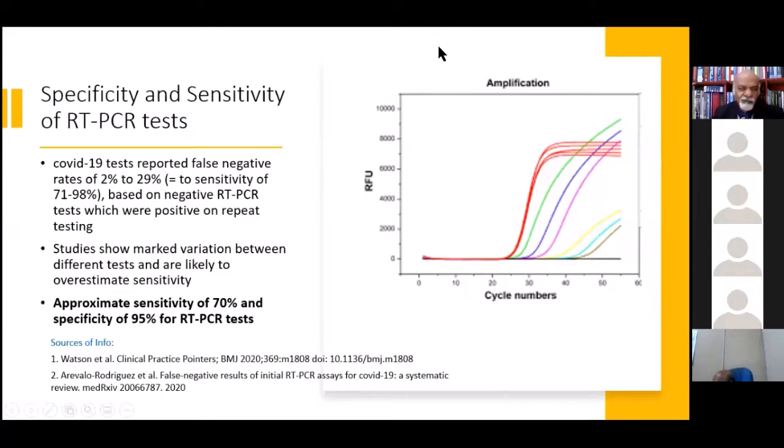A systematic review of COVID-19 tests reported false negative results of 2% to 29%. So this is equivalent to a sensitivity of about 71 to 98% based on negative RT-PCR tests which were positive on repeat testing. Since the current studies show marked variation between the different tests, and they are likely to overestimate the sensitivity, it is practical to use the lower end of the current estimates from different systematic reviews with the approximate number of 70% for sensitivity and 95% for specificity.